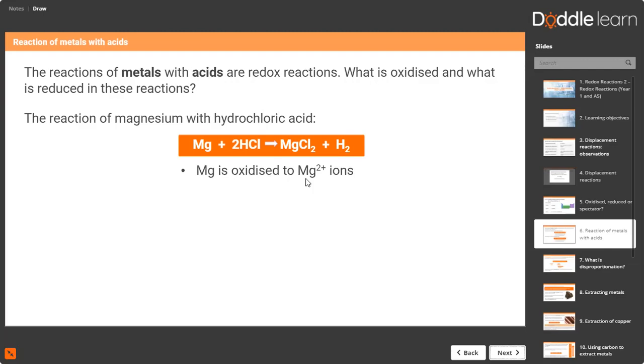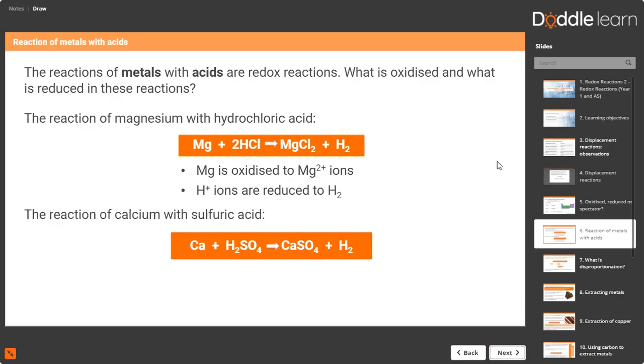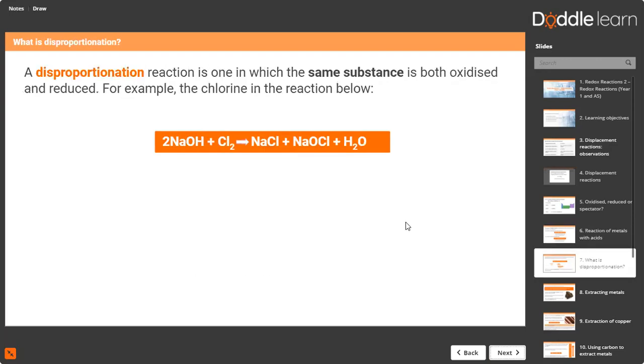So magnesium is oxidized to Mg2+ ions, and our hydrogen ions are being reduced, and the chloride ions are spectator ions in that situation. We've also got the reaction of calcium with sulfuric acid. Our calcium in this one is being oxidized, and then our hydrogen ions are being reduced. So I'm going to leave that there before going on to disproportionation, which gets a little bit complicated.